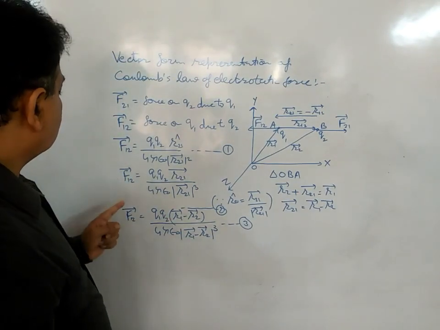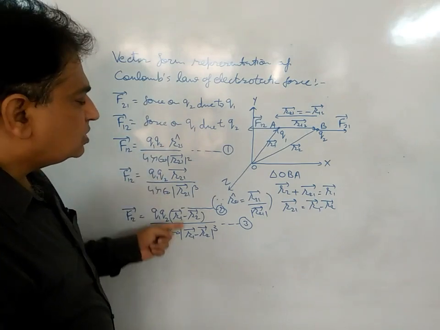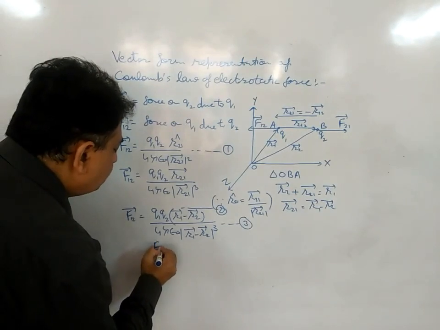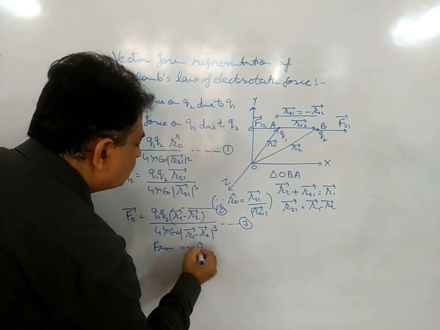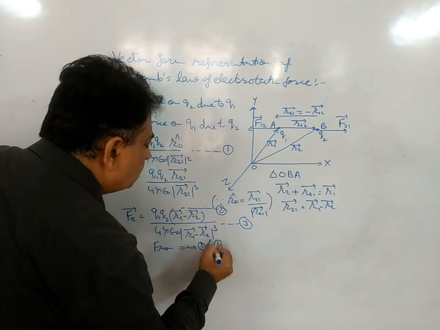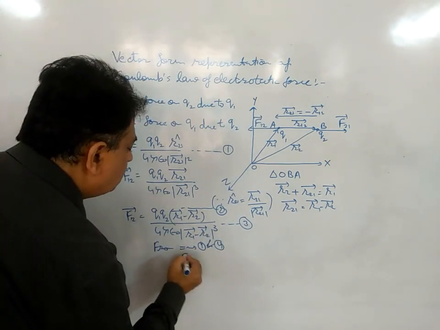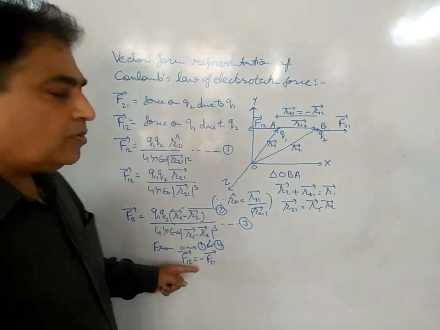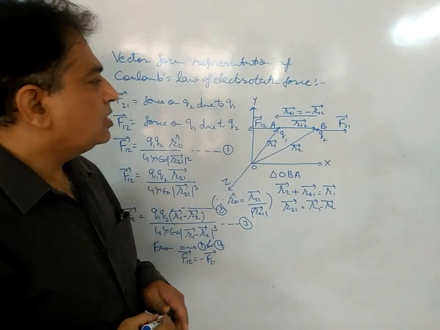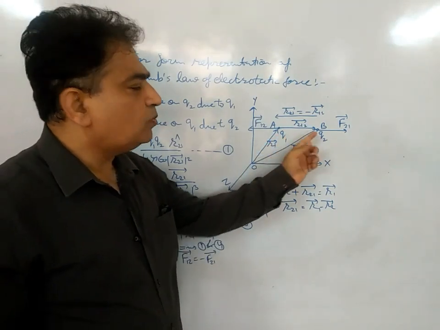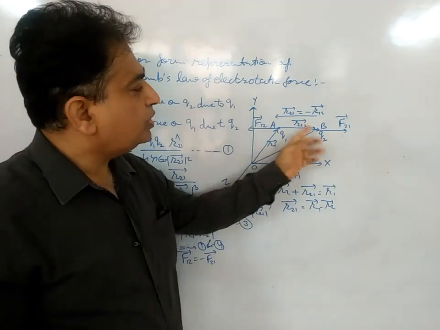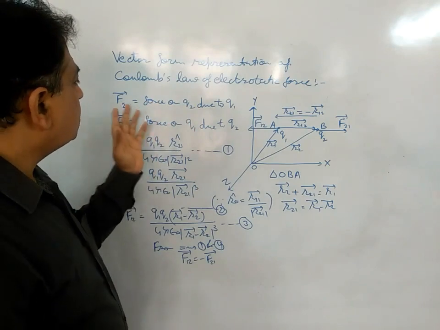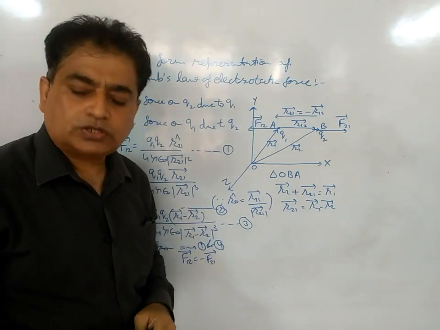Now for F21, you will write the 3 equations yourself, that is 4th, 5th and 6th, and then from equations 1 and 4, you will get F12 vector equal to minus F21 vector. Now from this equation we get that the force of interaction between the 2 point charges is always equal in magnitude but opposite in direction. So this is the vector form representation of Coulomb's law of electrostatic force.